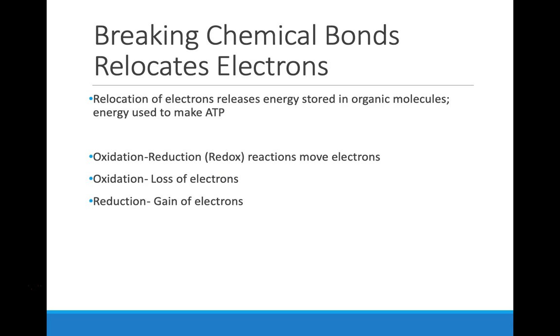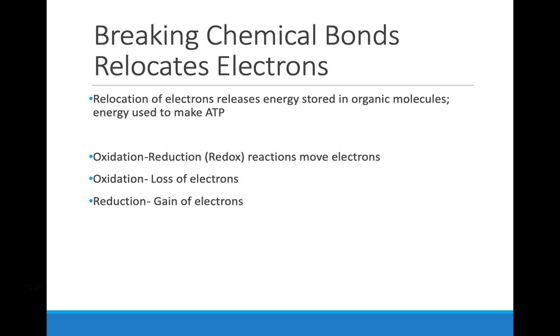All right, so when we break down chemical bonds, we release energy, but we also relocate electrons. If you remember from chapter 2, we talked about electrons being in shells and electrons containing a specific amount of energy. When you transfer an electron, you also transfer that energy with it. And so we're going to be talking about these energy or electron transfer reactions in this chapter.